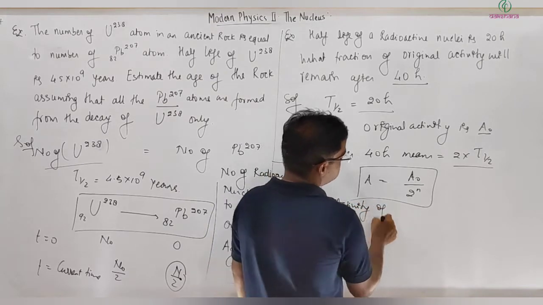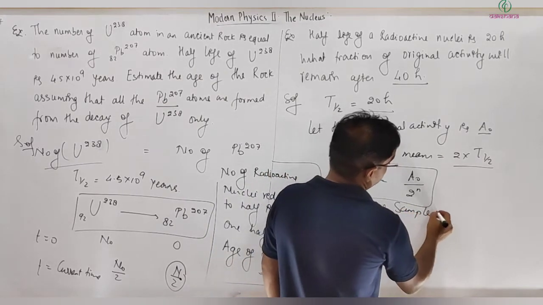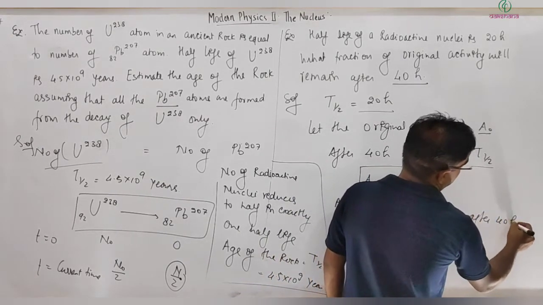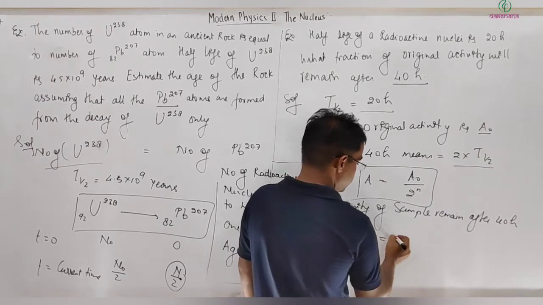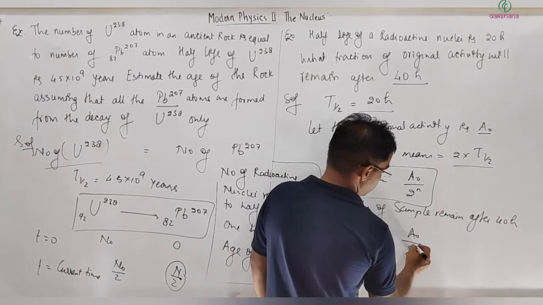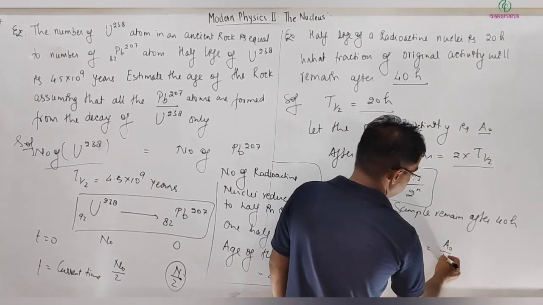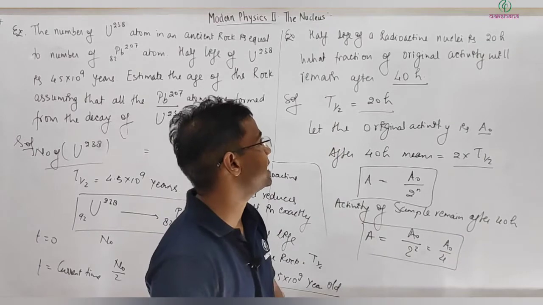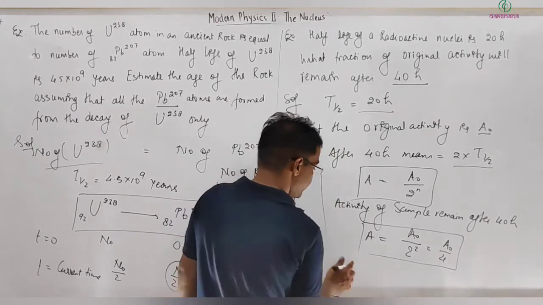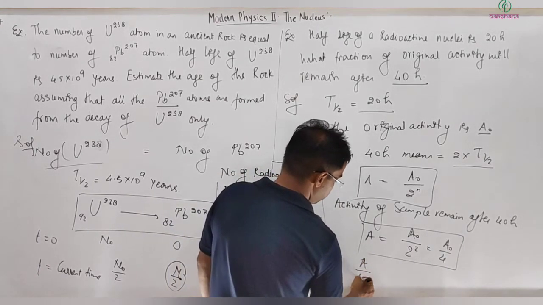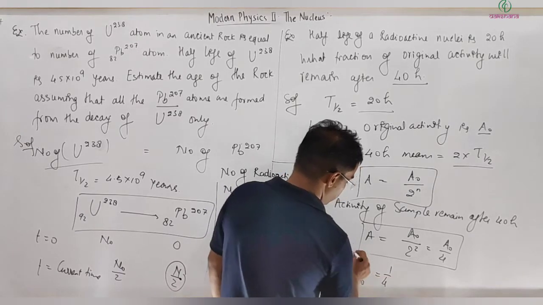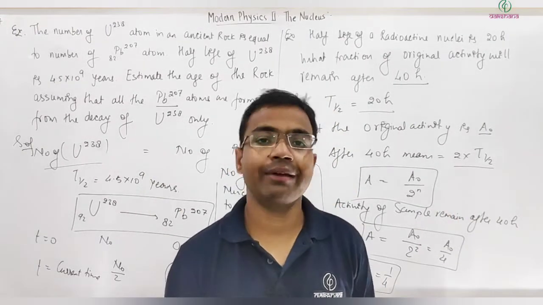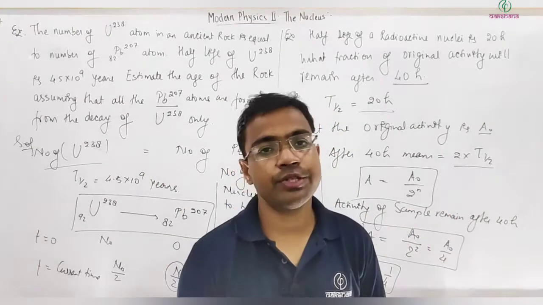So the activity of the sample remaining after 40 hours, you can write A is equal to what? A naught divided by 2 raised to power 2, that is A naught by 4. So 1/4 of the activity will remain. It's asking about the fraction of original activity. You can calculate fraction is equal to A divided by A naught, and that is 1/4. So we can write here 1/4 of the activity of radioactive nuclei will remain after 40 hours of duration.